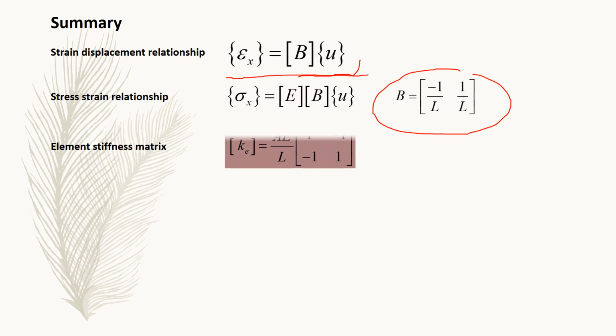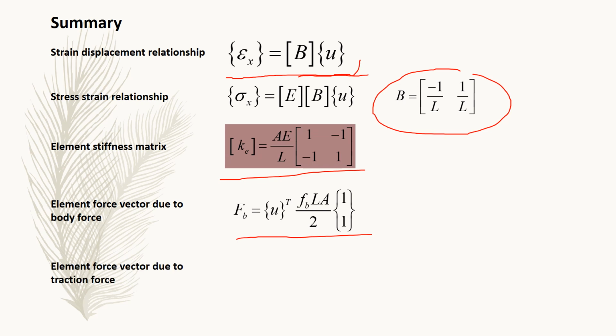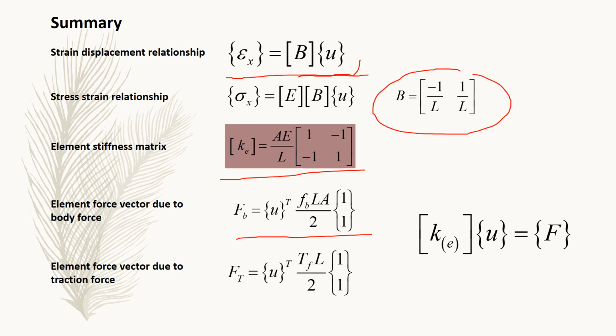And the element stiffness matrix also we derived. The element stiffness matrix of this two noded bar element is K suffix E is equal to AE by L, 1, minus 1, minus 1, 1. And the force vectors due to body force. This is the force vector due to body force, ALb by 2. And another one is the element force vector due to traction force. And this one. This is KQ is equal to F by applying the minimum potential energy approach.